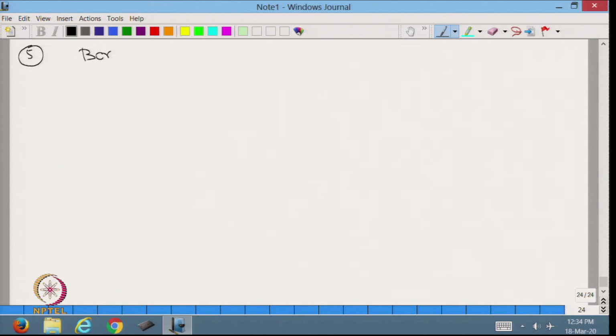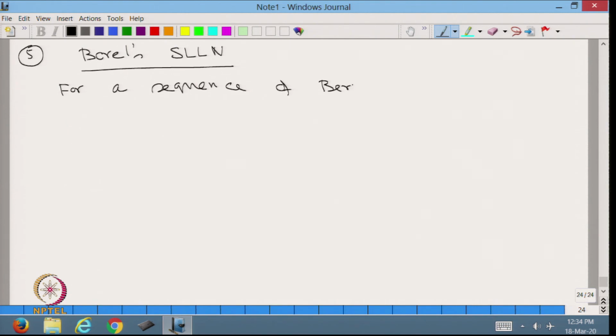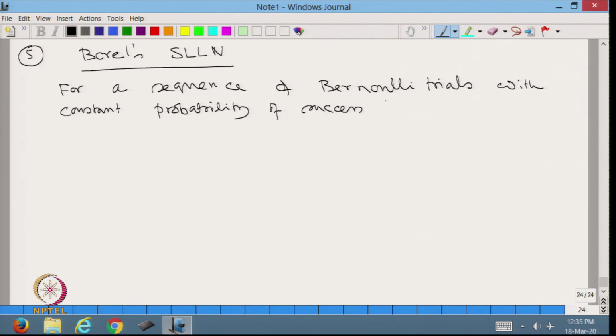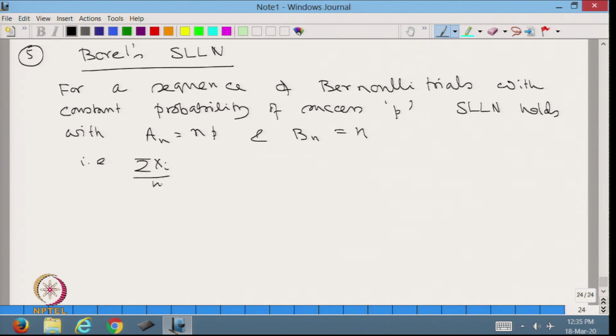Five, Borel's strong law of large numbers. For a sequence of Bernoulli trials with constant probability of success p, the strong law of large numbers holds with An equal to np and Bn equal to n, that is, sigma Xi upon n converges almost surely to p.